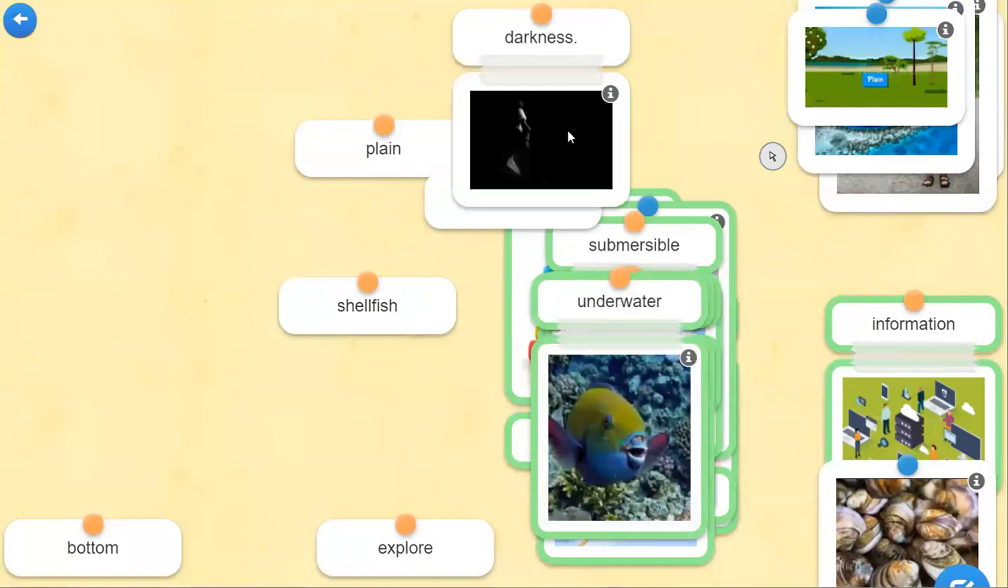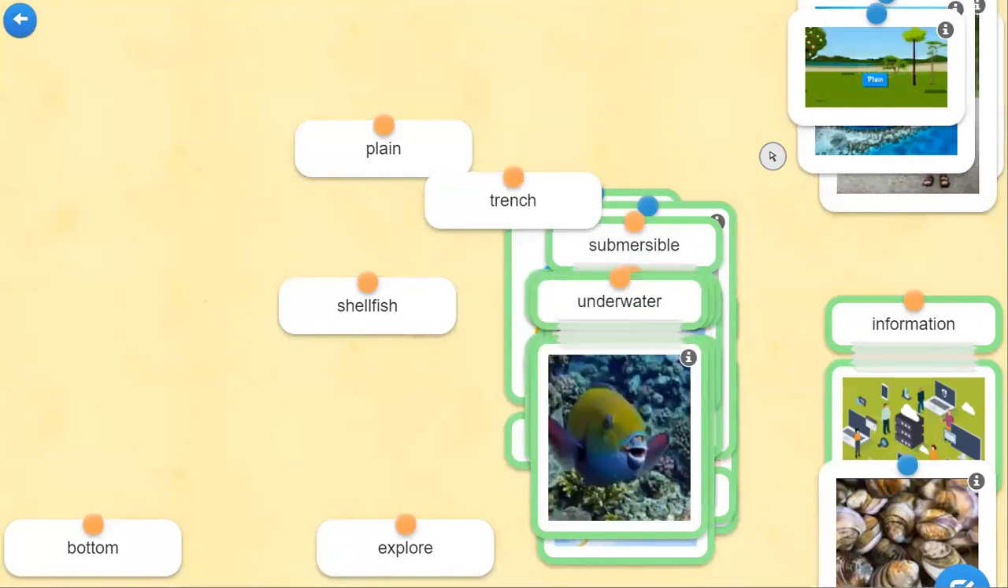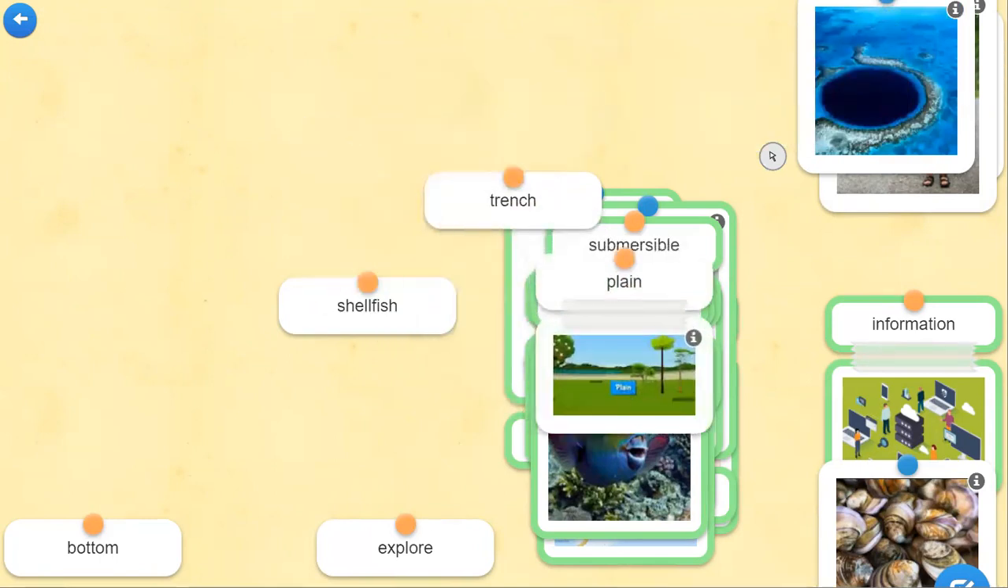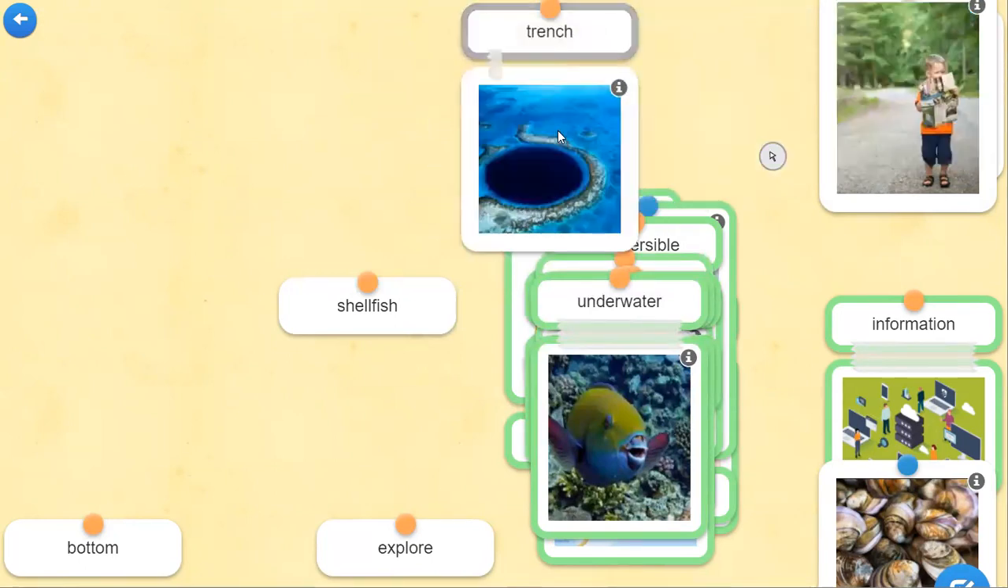Here is darkness, which means at night we have it. I'm in a hurry, frankly, because I'm just revising. This is underwater, you know. Here is plane. Plane means not up or not down. Here is a trench. A trench means a very deep hole.